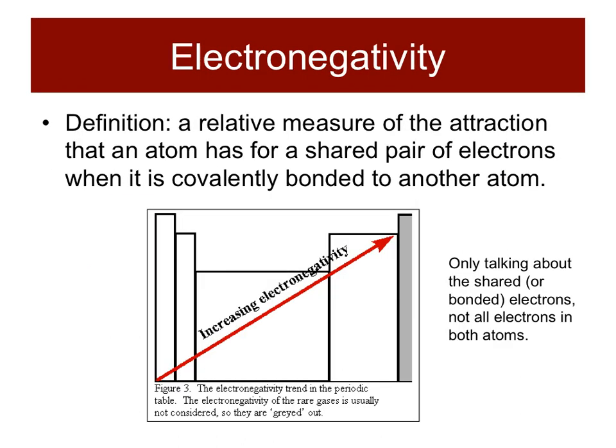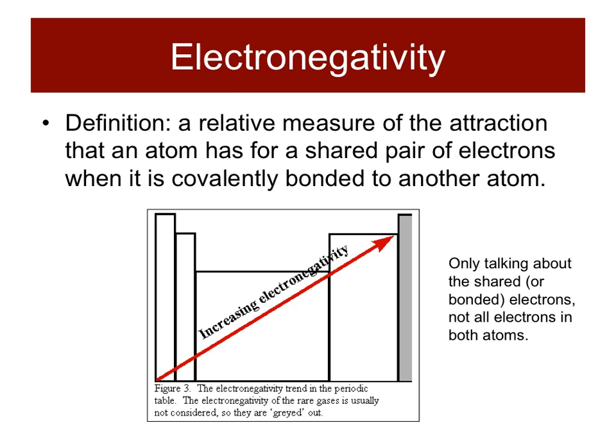The next trend we're going to talk about is electronegativity. Electronegativity is very similar to ionization energy. In fact, the trends are actually going to match up. The difference is with electronegativity, we're talking about a covalent bond, whereas ionization energy would apply to forming ions, more like an ionic bond.